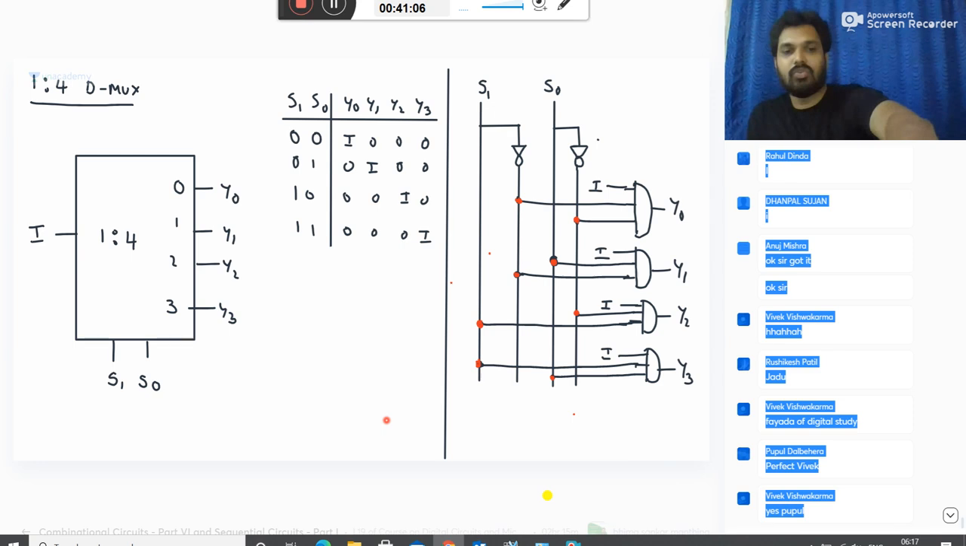So let's move. Okay, here in the demux, you don't have many kinds of problems. The maximum they will ask you is one kind of problem, that is how to make one demux using another demux. So let's see how to do that.